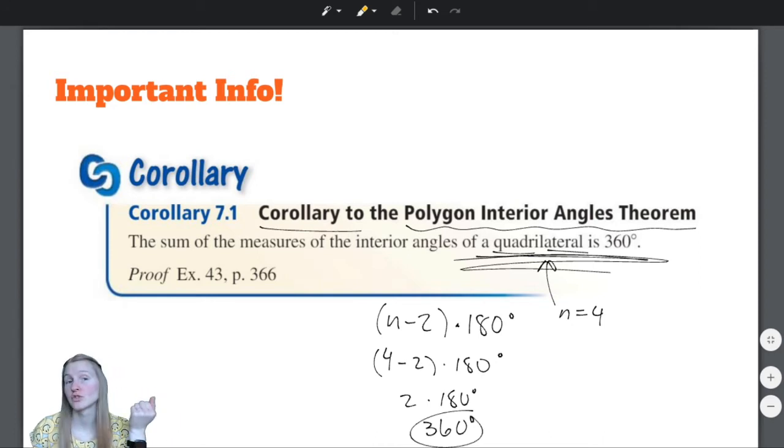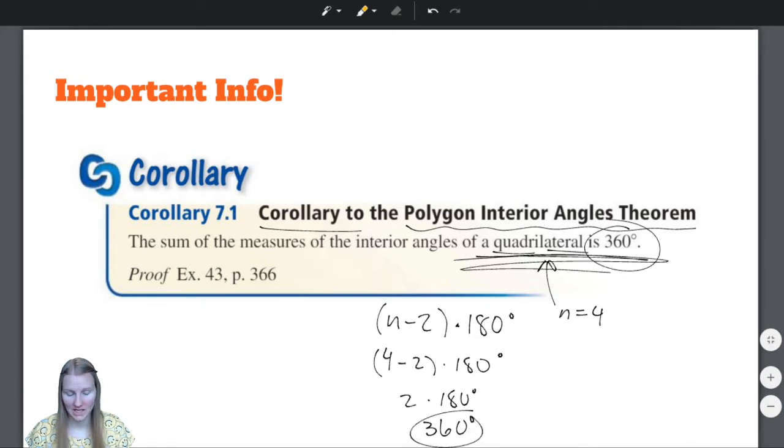But quadrilaterals are very interesting shapes. In fact, in 7.2 through 7.5, we're going to spend a lot of time talking about different types of quadrilaterals and their special properties. So it's important that we know that any convex quadrilateral has 360 degrees inside of it.